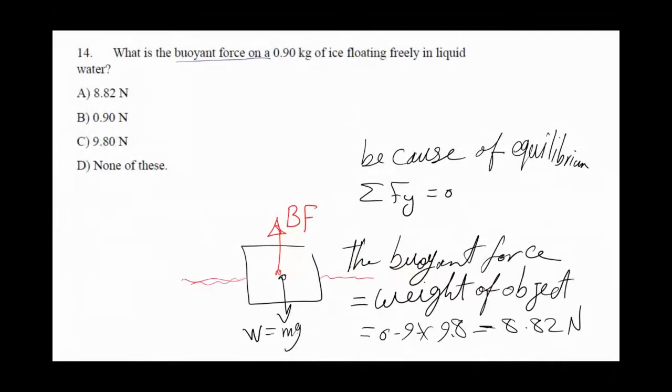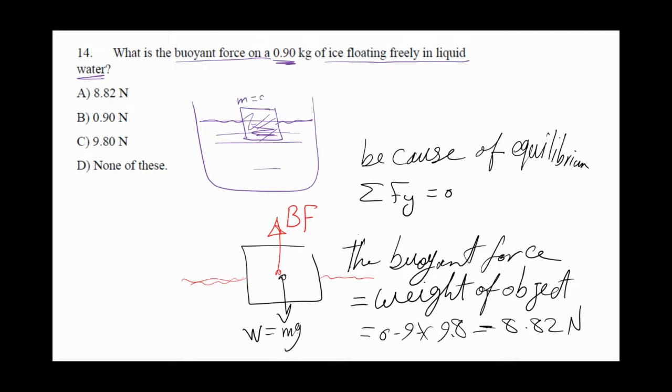What is the buoyant force on a 0.9 kilogram ice floating freely in liquid water? You have a cup of water, and a piece of ice floats on the surface of the water. Its mass is 0.9 kilogram.